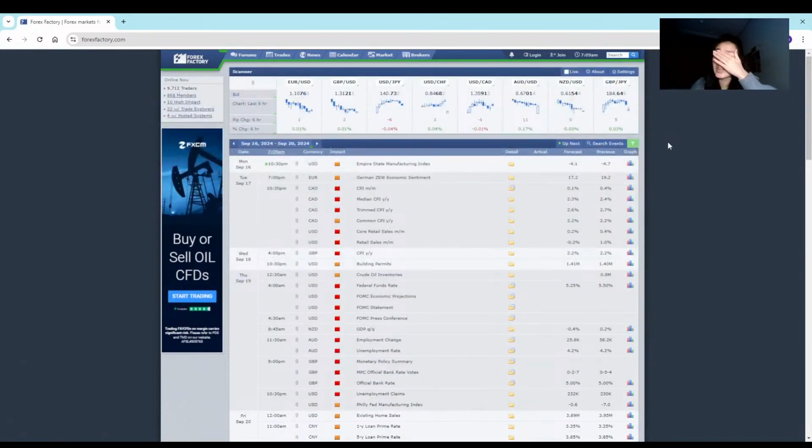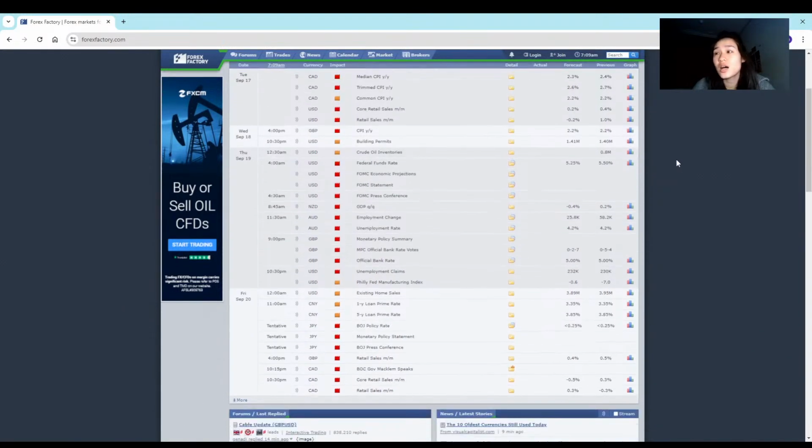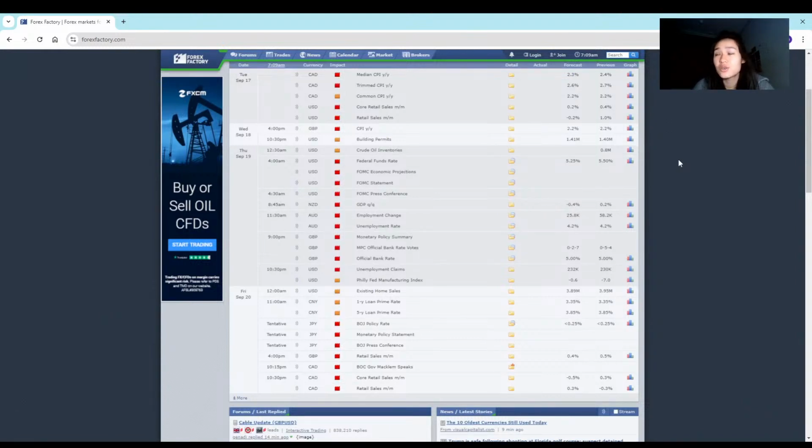Okay, so for today we have the Empire State Manufacturing Index. This is for US. And then tomorrow, Tuesday, we have the German ZEW economic statement. In Canada, we have the CPI data. So that would be inflationary data, which would be very high impact. US, we have retail sales data, and then on Wednesday, we have UK CPI, US building permits, Thursday, US data, crude oil inventories, federal funds rate, FOMC statements as well.